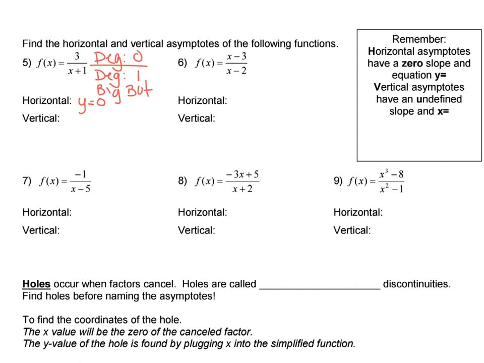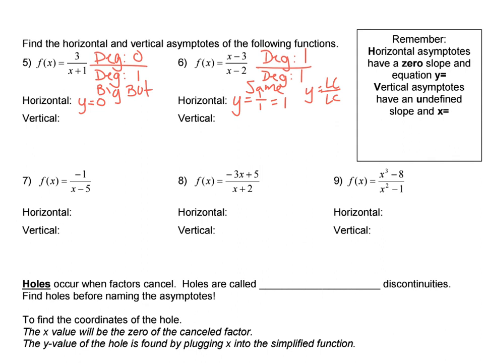Looking over at number 6, we have a degree on top of 1 again. And then on the bottom, we have another degree of 1. Those numbers match, so this is what I called same. So now we need to take the ratio of leading coefficients. So y equals LC over LC. I'll make that little note right there. Looking back at my equation, my leading coefficient in front of x is 1 on top, and then my leading coefficient on the bottom is also 1. So really my horizontal asymptote is just y equals 1.